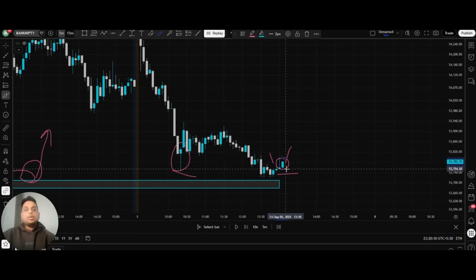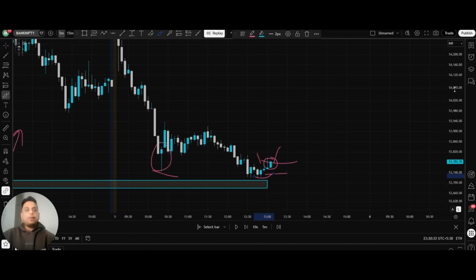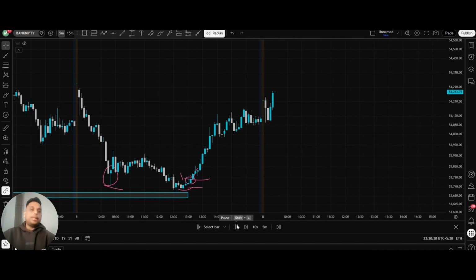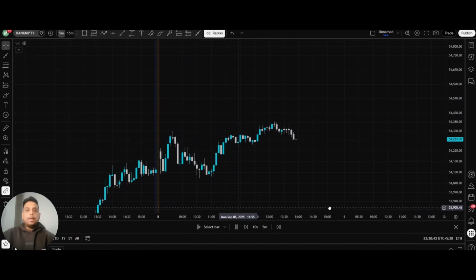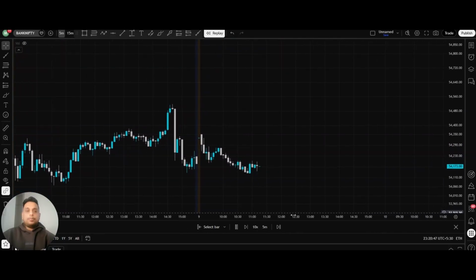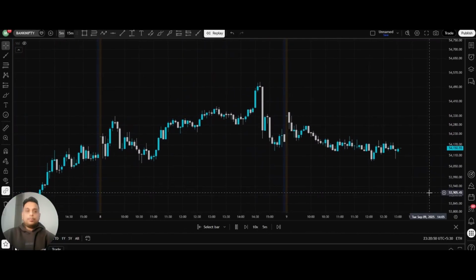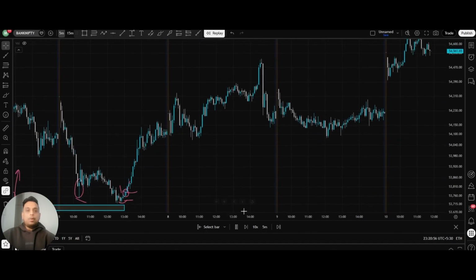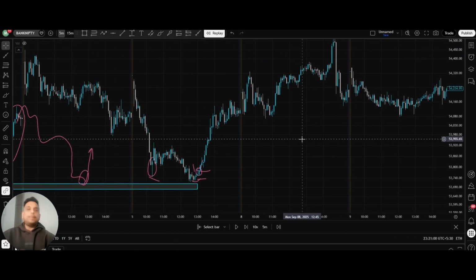Now it is a good time for us to make an entry. So I would enter at the closing of this candle and I would put my stop loss below this swing low. Now let's see how the market traded from here. Okay, so we see that it's now trading in our favor, making higher lows and new higher highs. So let me pause here. This is definitely a win trade for us.